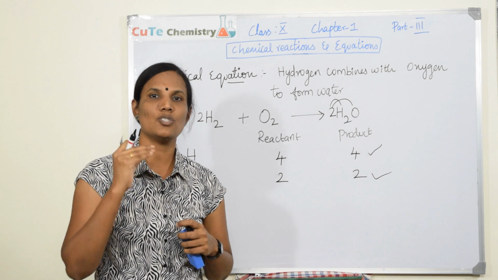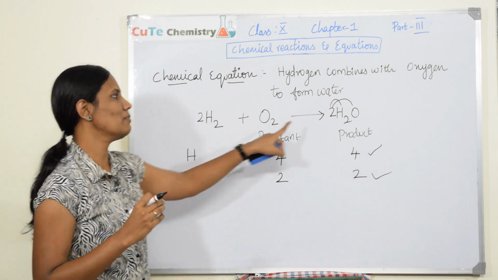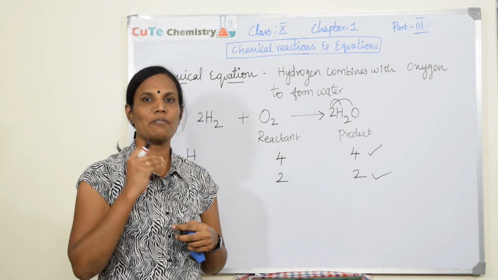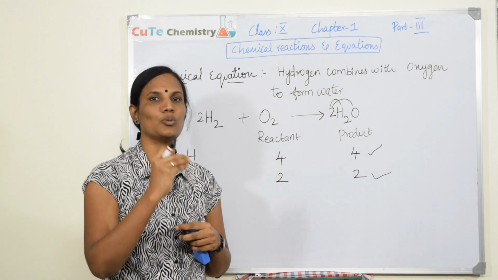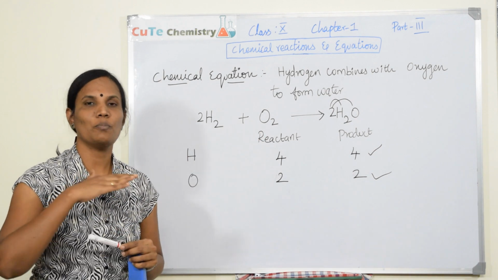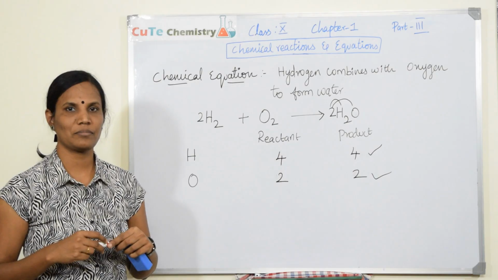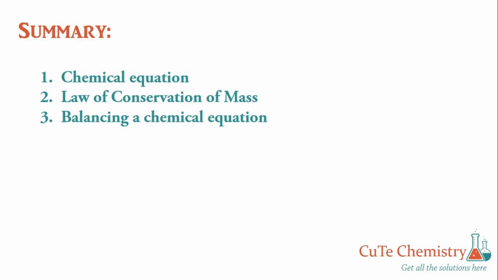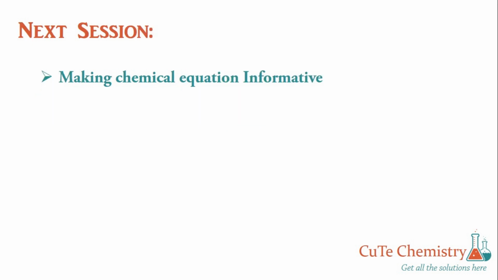If the equation is not balanced, we will be just multiplying with the smallest whole number. So where do we have to start? We have to start from 2, 3, 4 like that. So we can just multiply like this in order to balance a chemical equation. In today's session, we have seen about chemical reactions, how to write a chemical equation, how to balance a chemical equation, and how this equation obeys the law of conservation of mass. In the next video, we'll be seeing how to make this chemical equation more informative.